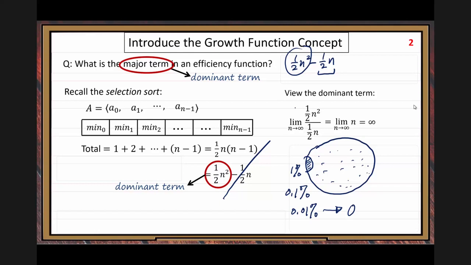All right. So now, after this round of analysis, we can throw away all minor terms and only keep the dominant term. Only one term. So we simplify the function a lot, okay? So we only keep the dominant term.